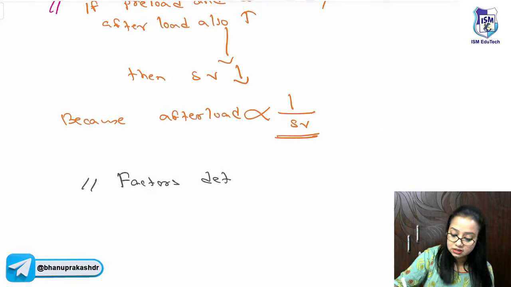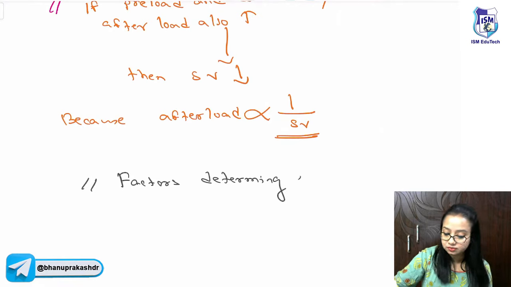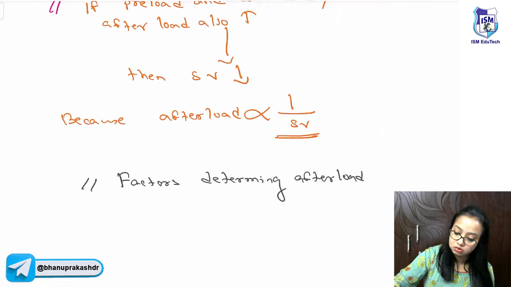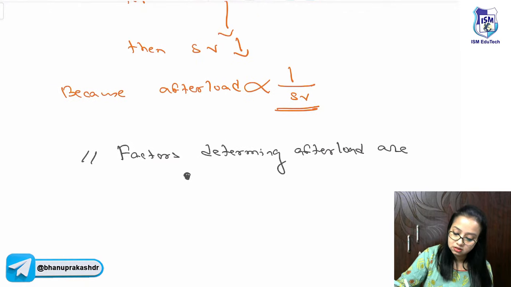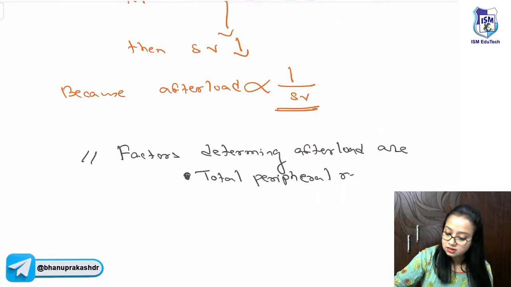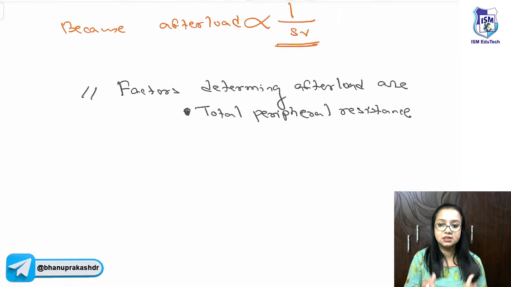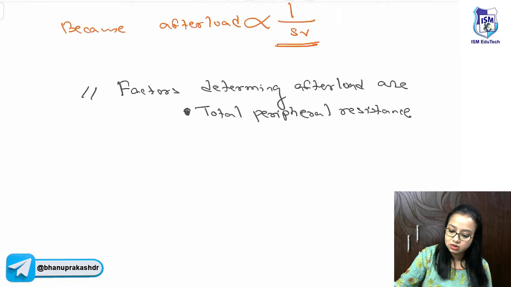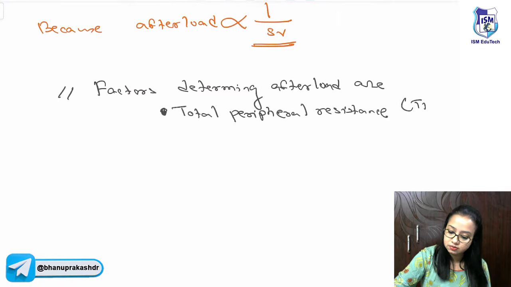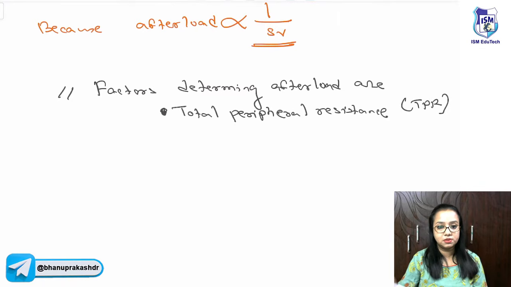Factors determining afterload are total peripheral resistance, a very important factor. Total peripheral resistance means if there is any resistance, any blockage, any hindrance, any constriction in any of the blood vessels, in any of the arteries in the periphery, meaning any of the arteries that are supplying blood to the organs, or any further constriction of the arterioles, this is called total peripheral resistance, which is also known as systemic vascular resistance. So we call it systemic vascular resistance also, or total peripheral resistance.